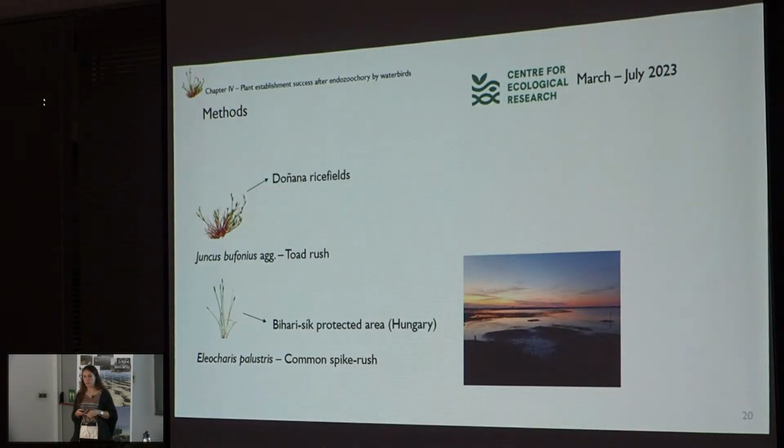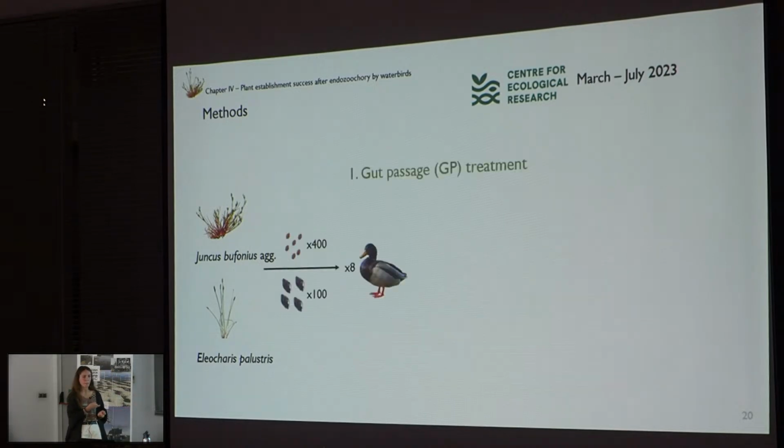This was an experiment that we carried out last spring at the Center for Ecological Research of Hungary, and we first went to the field and collected Juncus buffonius complex seeds in Doñana rice fields and Eleocharis palustris seeds in the EBD-CSIC protected area, which is a marshland in Hungary. And Raúl, in his talk, will explain why we chose these plant species.